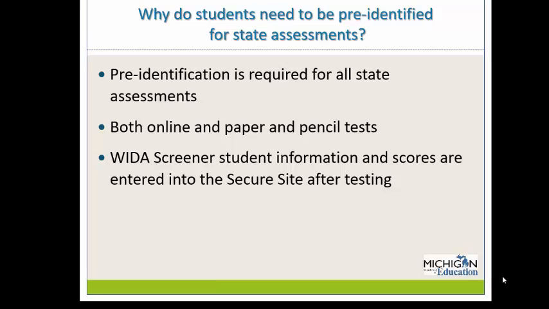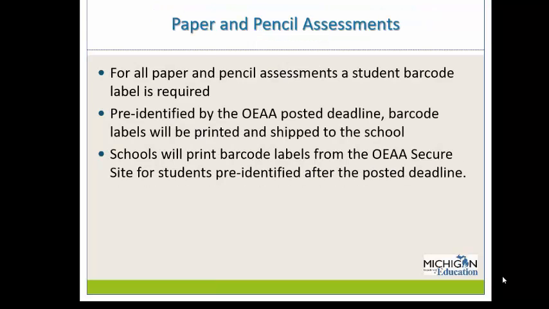Pre-identification creates a student record for the specific assessment, which includes a barcode number for students whether testing online or paper and pencil. The barcode number is used by the vendor when providing OEAA student testing data and is needed to ensure it is associated with the correct student and assessment.